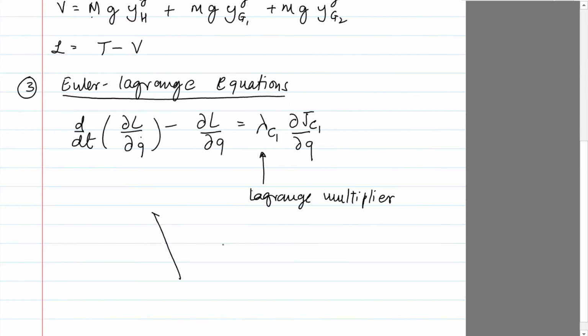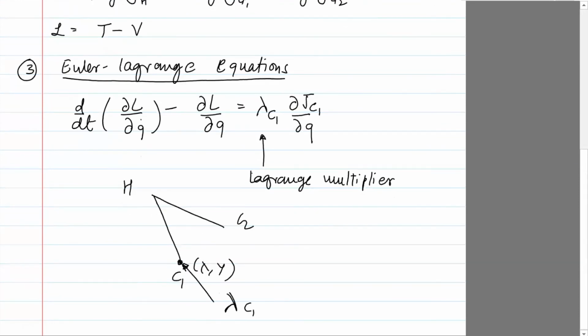So in this case, this was C1, this was H and C2. Because this is anchored to the ground, there is a force introduced here, and the Lagrange multiplier is essentially a force. That force ensures that the double pendulum is anchored at C1. Okay, and the way I get this Lagrange multiplier is that I also need to get the Jacobian of point C1 with respect to q.